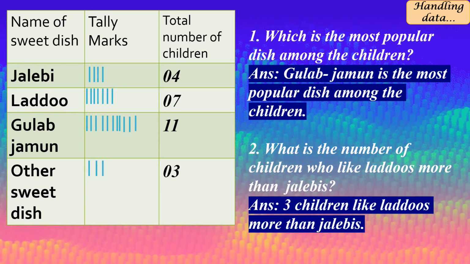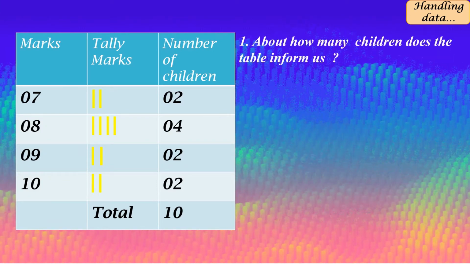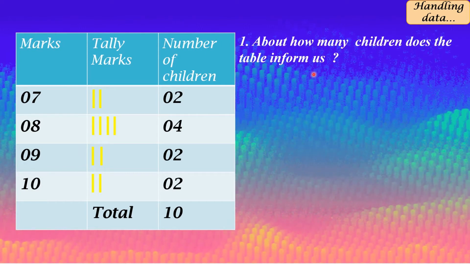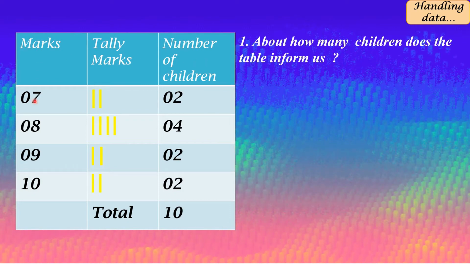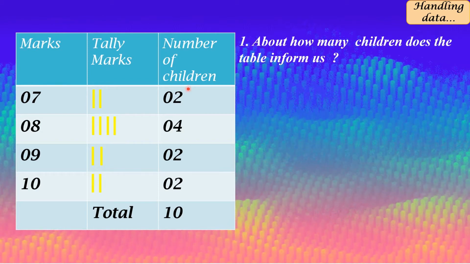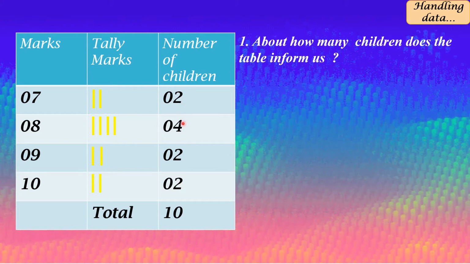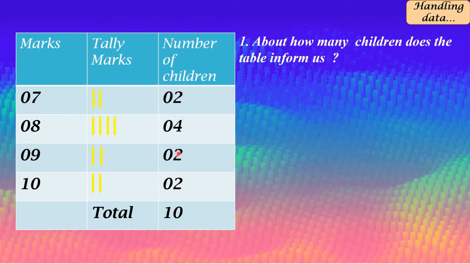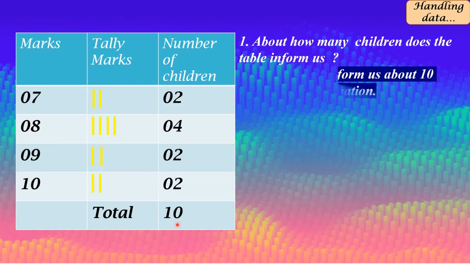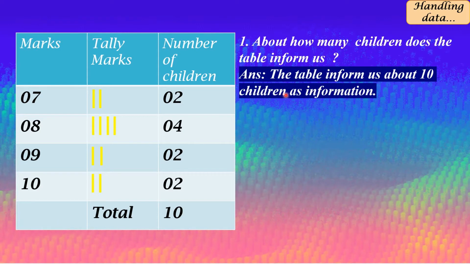Okay. Here is another example of tally marks, students, now. Let us see the first question. About how many children does the table inform us? See now the tally marks here, the number of children. So let us count the number of children here. Yes, 2, 4, 2, 2 means 2 plus 4, 6. 6 plus 2, 8. 8 plus 2, 10. So total 10 students here. Okay. The table informs us about 10 children.